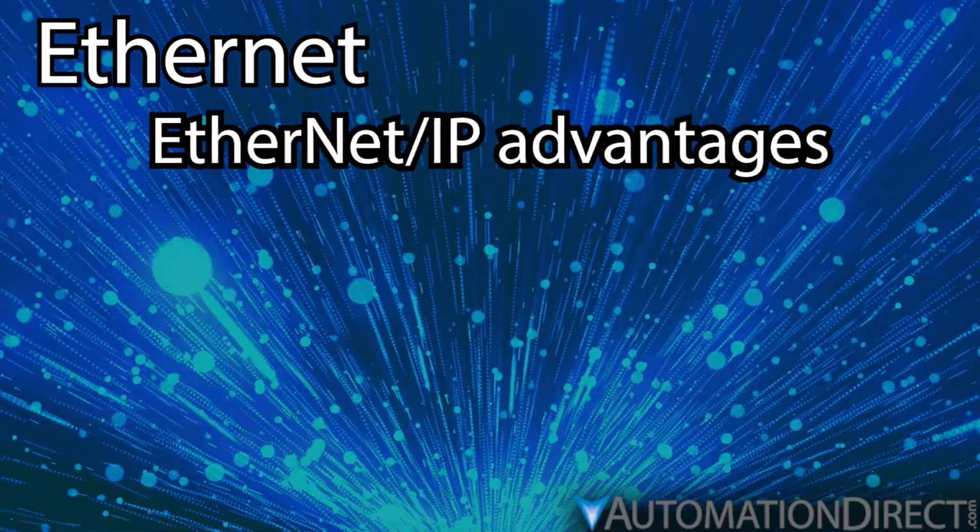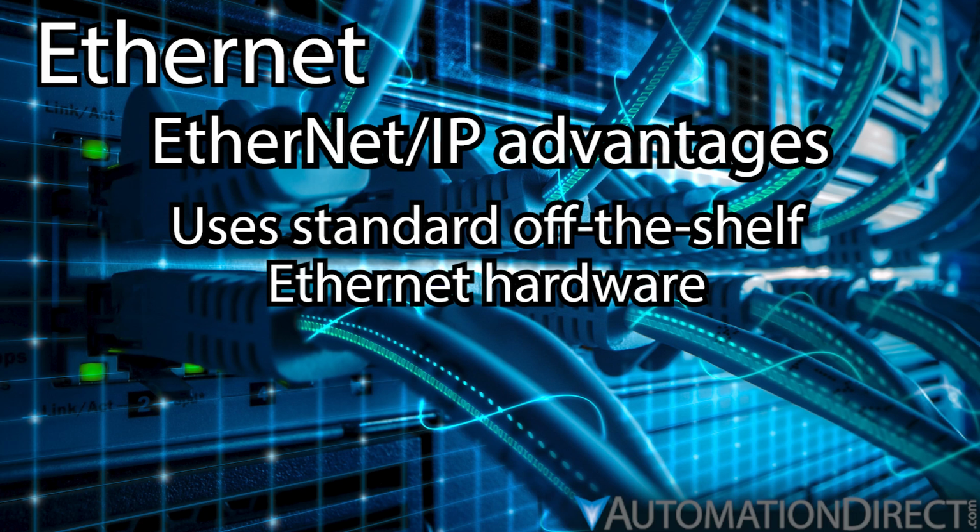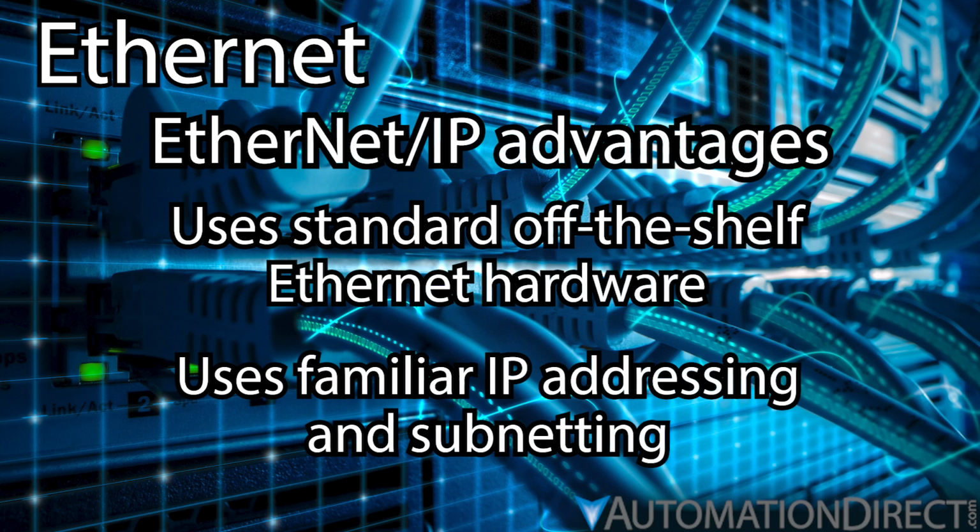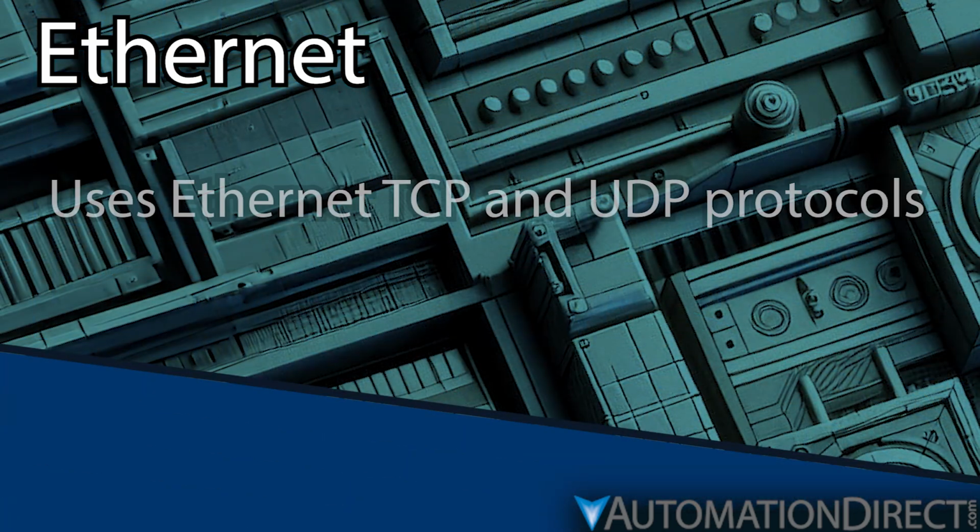This gives EIP many advantages: the ability to utilize off-the-shelf Ethernet hardware for its network, for example, and the use of standard IP addressing and subnetting. It takes advantage of both the TCP and UDP protocols that Ethernet uses.